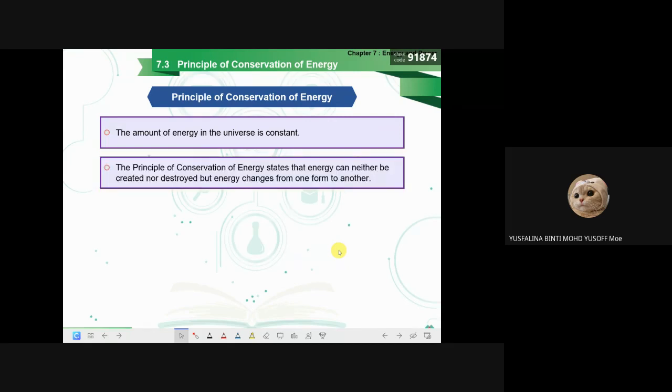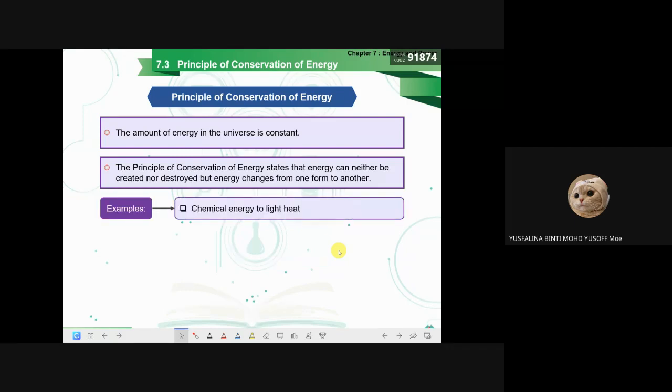Alright, and the principle of conservation of energy states that energy can neither be created nor destroyed, but energy changes from one form to another. This one I already explained. For example, chemical energy to light energy. Let's say you use a battery to light up a torchlight. Inside the battery there is chemical energy, and when you switch on, it changes to light energy. So that's the example.